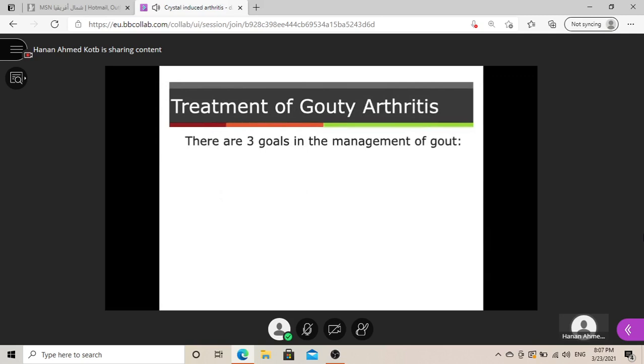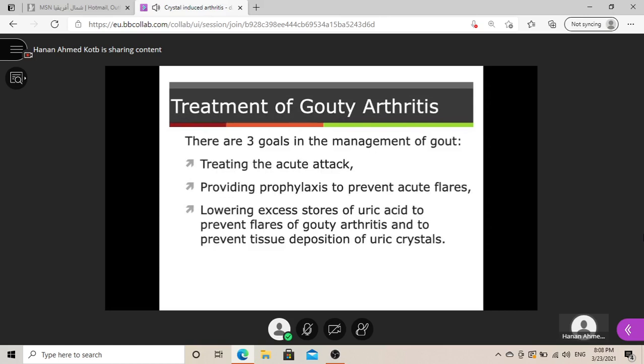طيب نيجي بقى للتريتمنت. عايزين نعمل تريتمنت of الجاوتي arthritis. دايما واحنا بنعالج احنا we have goals, okay, in our minds. طيب تفتكروا ايه الثلاثة goals in the management؟ احنا قلنا احنا عندنا acute attacks, يبقى غالبا اول goal اعالج the acute attack. وبعدين قلنا ان احنا في factors that precipitate acute attacks، يبقى I need to prevent acute attacks. وقلنا اخر حاجة ان الهايبريوريسيميا هي المشكلة، يبقى نعمل treatment أو lowering of the excess stores of uric acid to prevent flares of gouty arthritis and to prevent the tissue deposition of urate crystals.